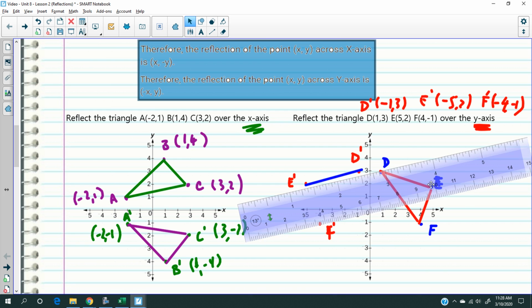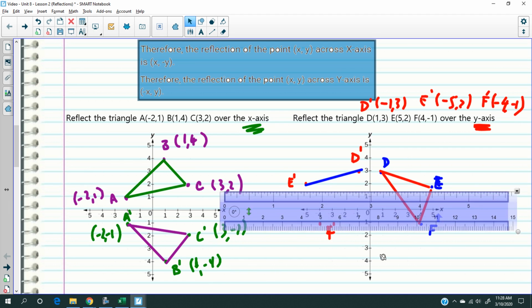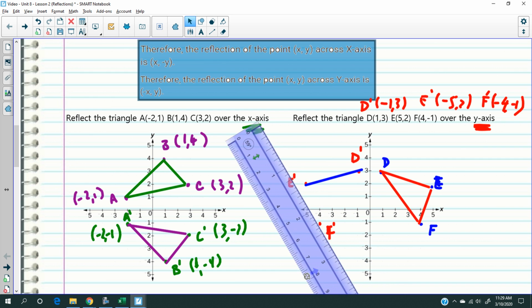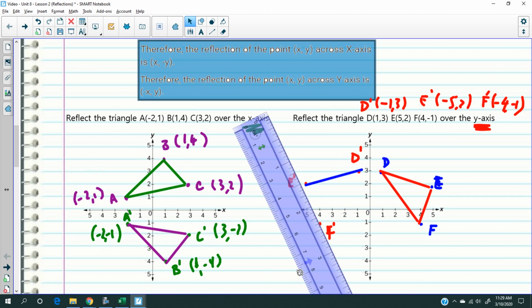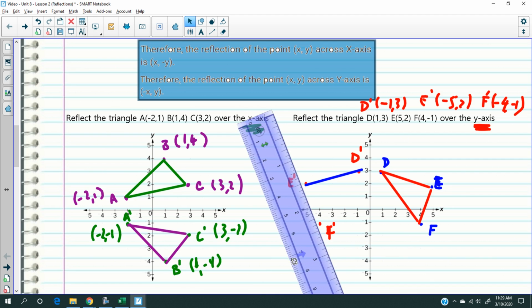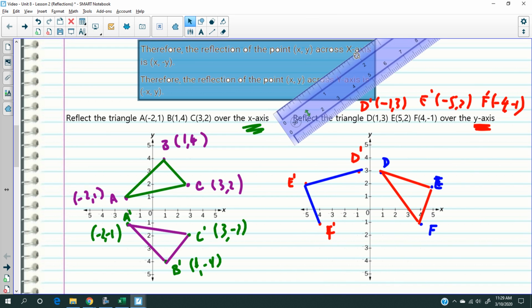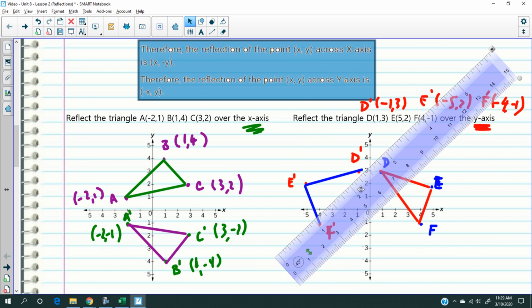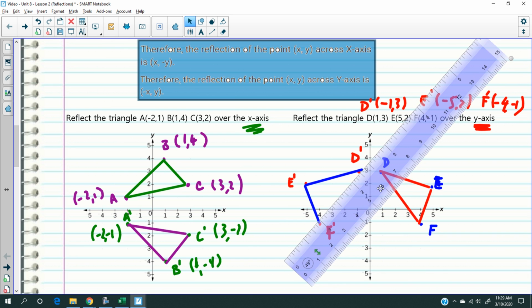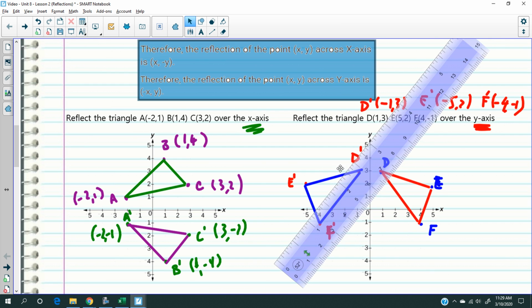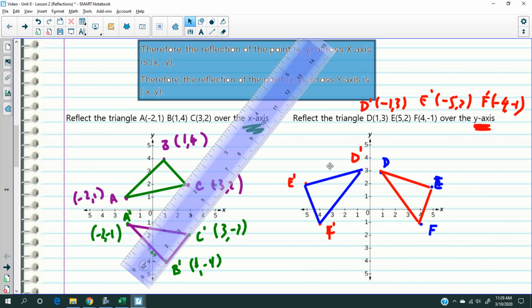All right, there we go. So here we got the triangle D prime, E prime, F prime. Okay, all right. So yeah, that's how you do it, basically.